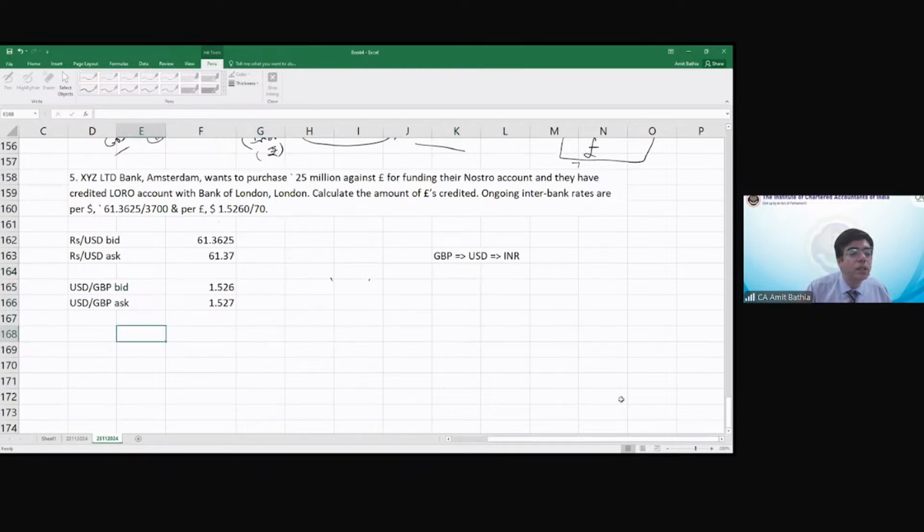Now I need to find what is the price at which it will work. I want to calculate rupees per GBP, bid and then ask. How do I go about doing that? We just now have done that, we did these conversions. How do I calculate rupees per GBP? I know rupees per USD bid multiplied with USD upon GBP bid.